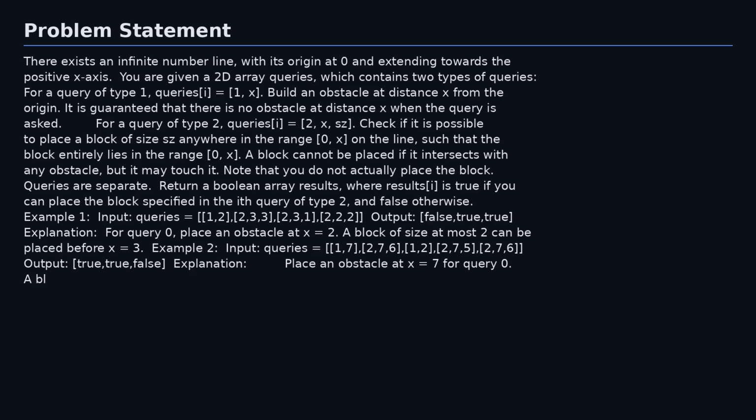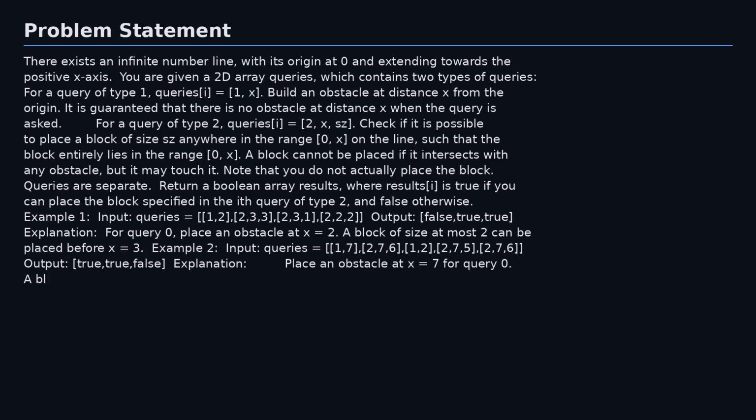So, let's get started. The problem is all about placing blocks of certain sizes at specific positions on a line, without intersecting with obstacles. We're given a list of queries, where each query is either an obstacle or a block placement. Our job is to determine if the block can be placed at the given position, without overlapping with any obstacles. So, what's the key insight here?